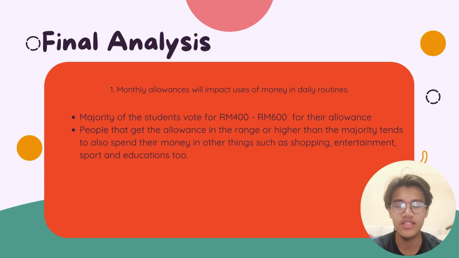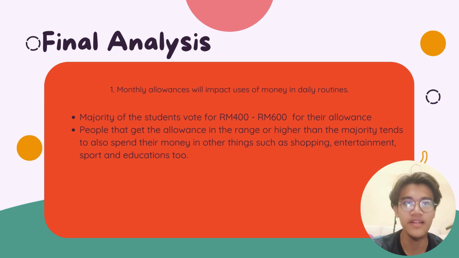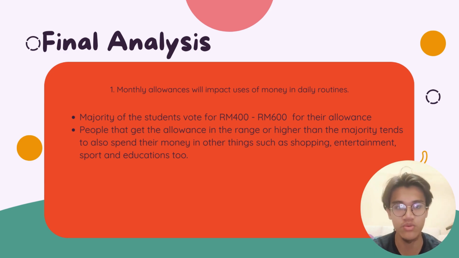So the final analysis is answering our research hypothesis. To answer our first hypothesis: monthly allowances will impact users of money in daily routines. The majority of the students voted for 400 to 600 ringgit for their monthly allowance. People that get allowance in the range or higher than the majority tend to also spend their money on other things such as shopping, entertainment, sport and education too.